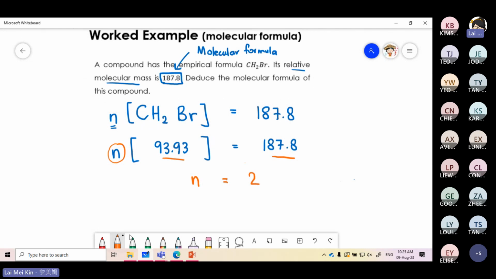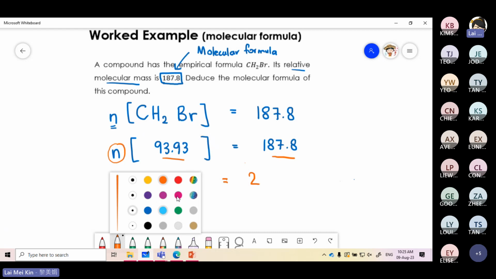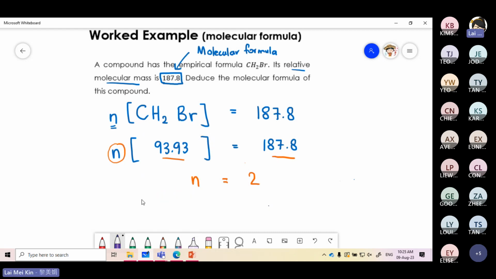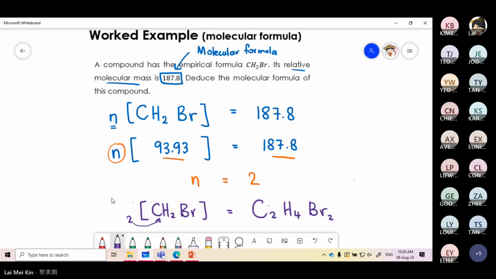So how do you find the molecular formula, class? We multiply, because your empirical formula has been simplified by 2 times. So your molecular formula will be multiplied inside: C2H4Br2. So this is how you get the molecular formula from the empirical formula.